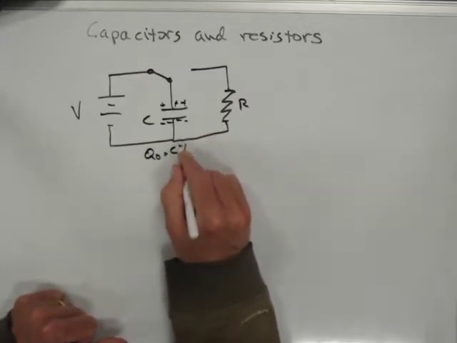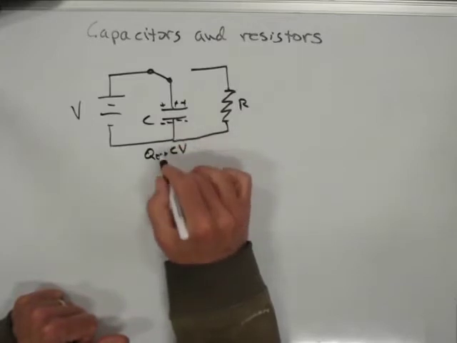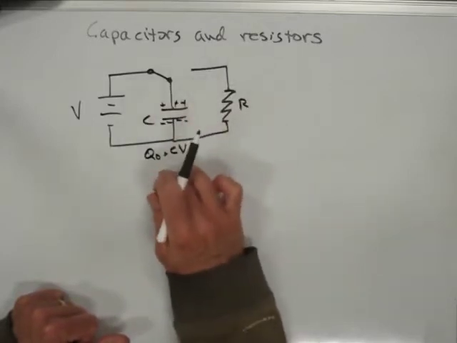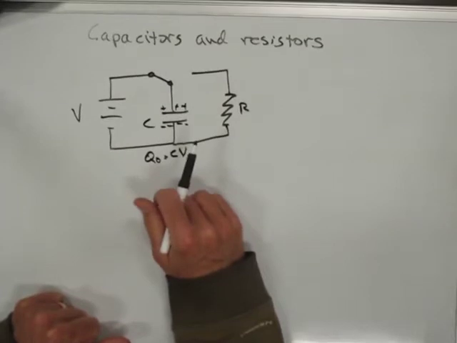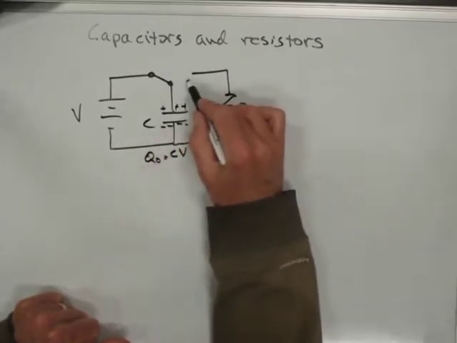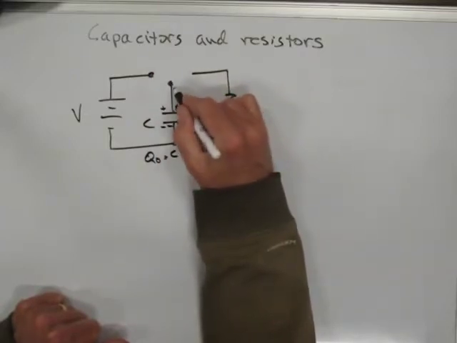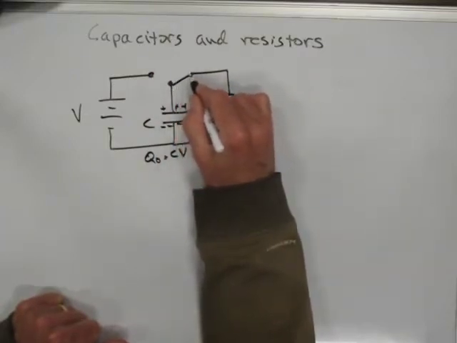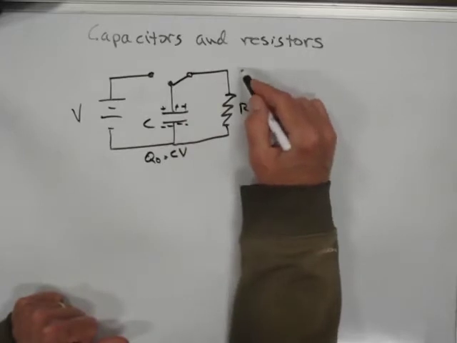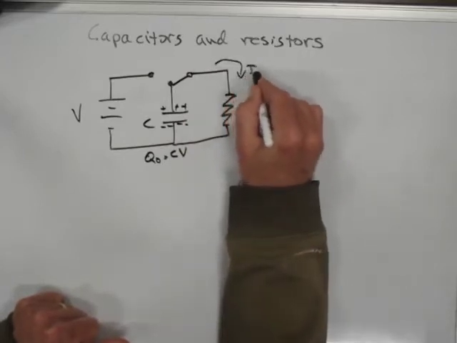C times V. In other words, when the capacitor is charged up, before I start to discharge it, I'm going to say it has a charge Q naught on it. Once I start discharging it, now once it's all charged up, then it's got Q naught on it. I can throw the switch this way, and now I can say I have a current in the circuit, right?